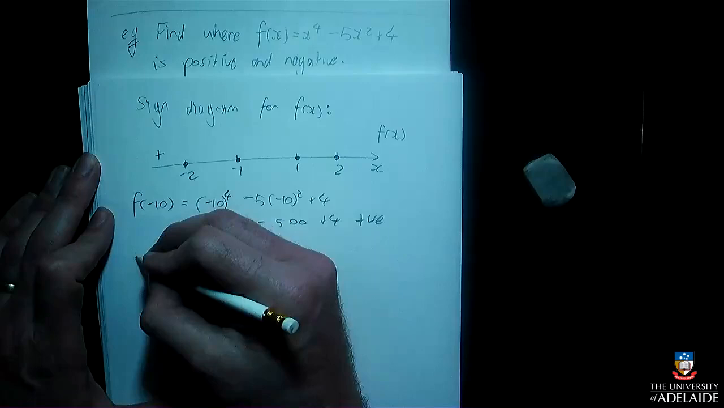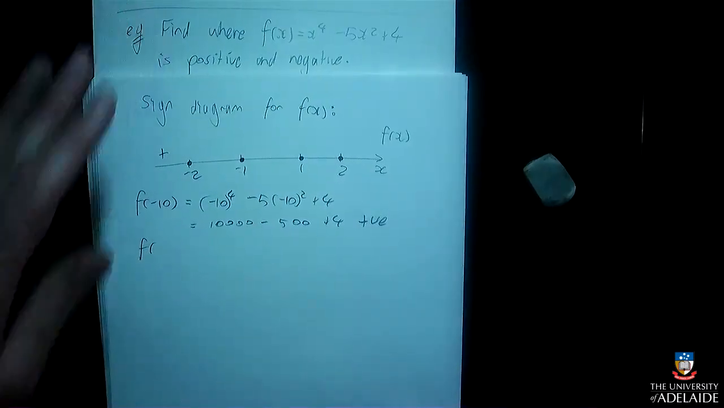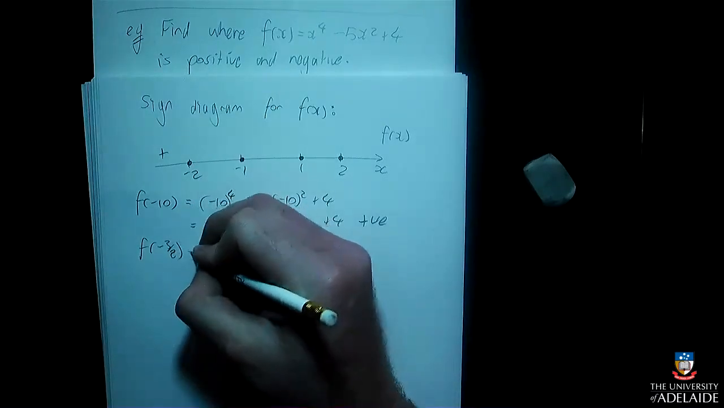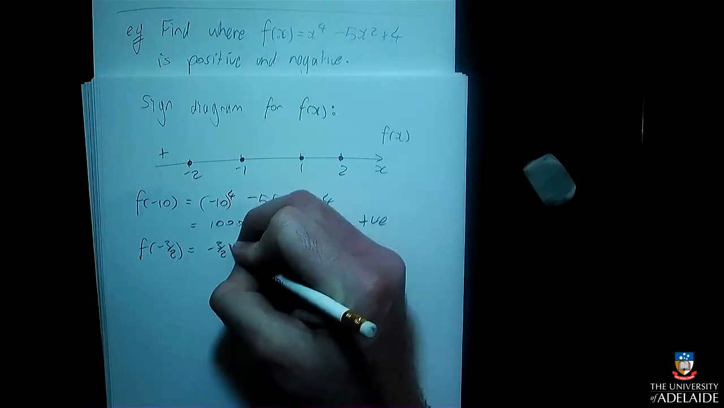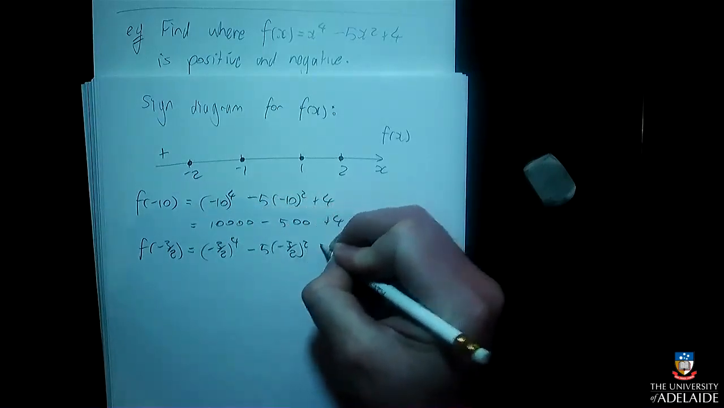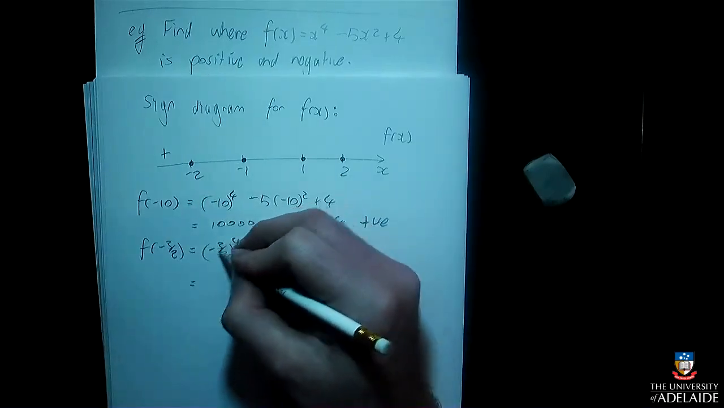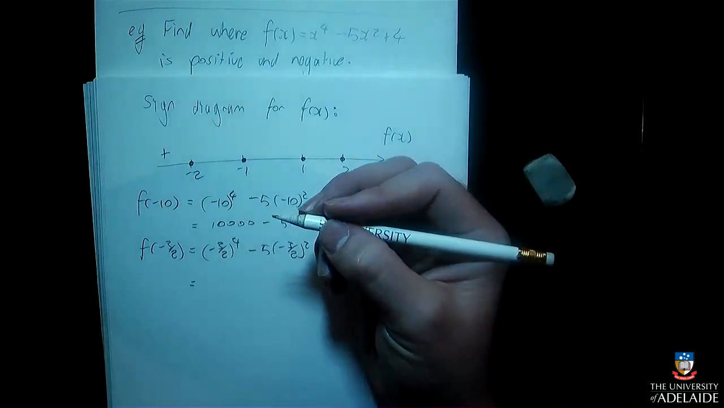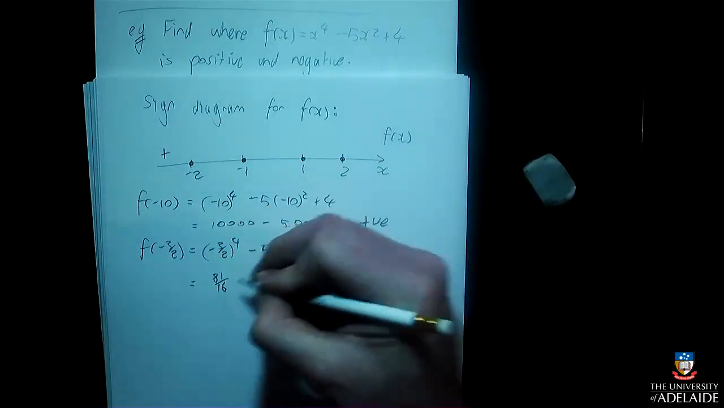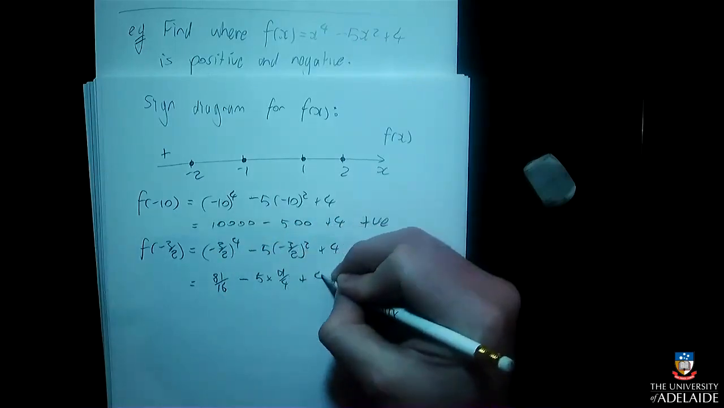And for something between minus 1 and minus 2, I don't really have a choice, so I'm going to have to do minus 3 on 2. Minus 3 on 2 to the 4, minus 5 times minus 3 on 2 squared, plus 4. Well, I guess the minus will go away when I do a power of 4. 3 to the 4 is 81 on 16. 5 times 9 on 4. Plus 4.